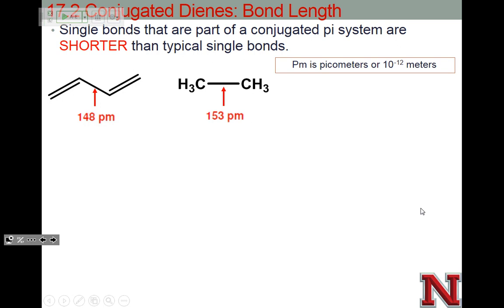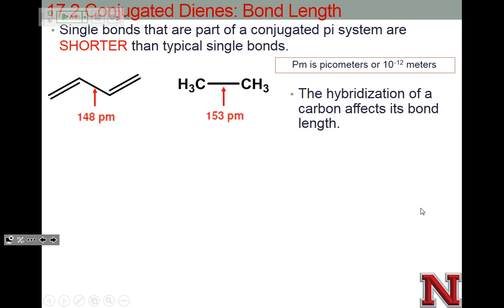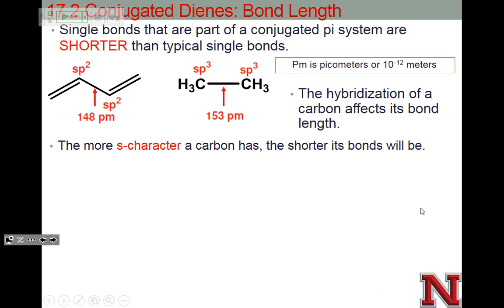So let's talk a little bit about our bond lengths. If you recall, a carbon-carbon single bond is about 153 picometers, but the carbon-carbon single bond between our two double bonds is actually a little bit shorter. There's a couple of things we can use to explain that difference. One is the hybridization of the carbons. Remember, these two carbons are sp2, and that means that all of our orbitals that are hybridized are sp2. And our sp2 orbitals are shorter than our sp3 orbitals, so we have more s character.